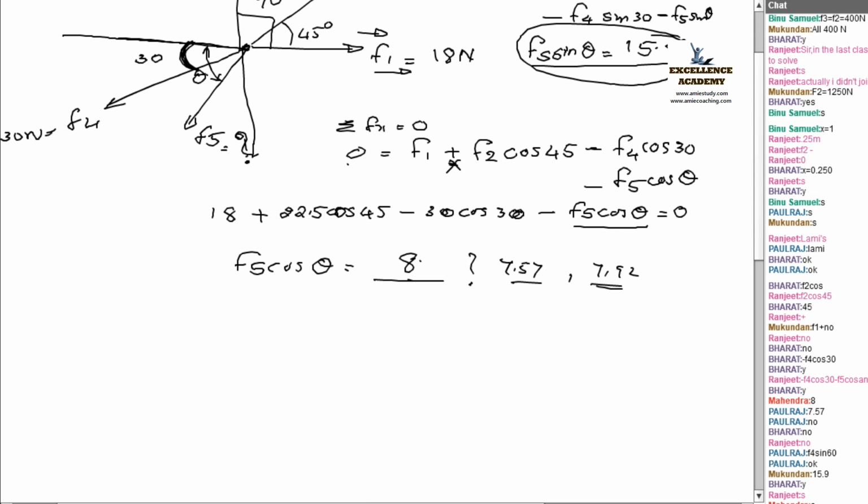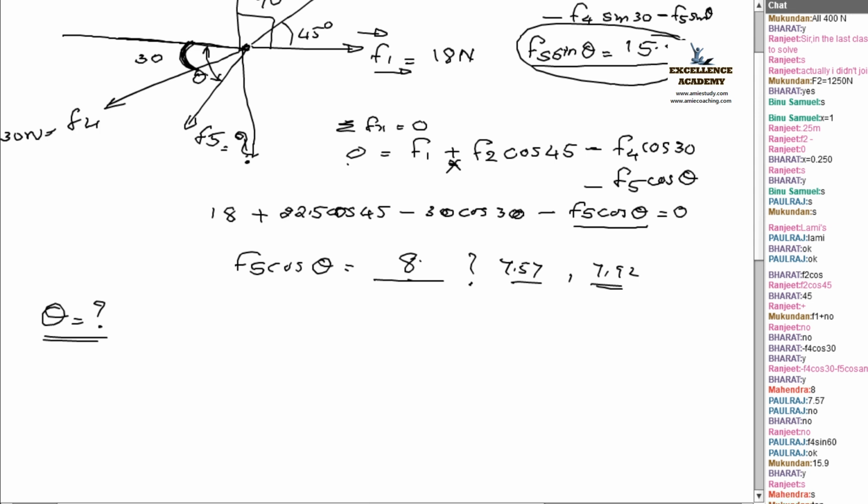I want to find out theta first. What shall I do? Think about trigonometry. Any relationship with the sine and the cos? Yes, we can make it one by means of tan, isn't it? Tan theta equals sine by cos. So by using that, we can find theta: F5 sine theta by F5 cos theta. So F5 gets cancelled. So sine theta by cos theta, that is equal to tan theta equals what?